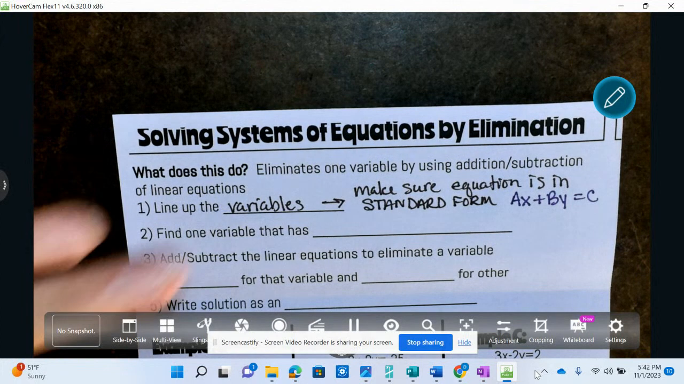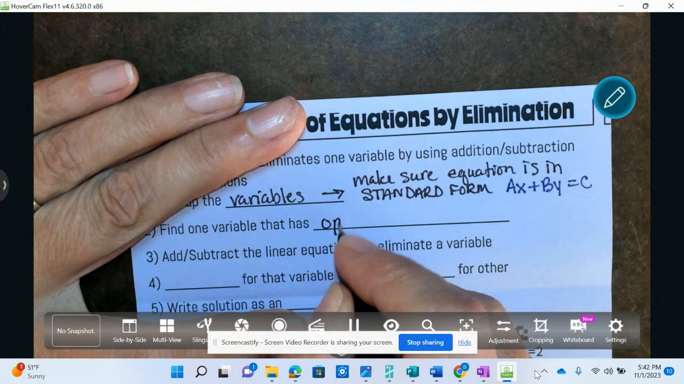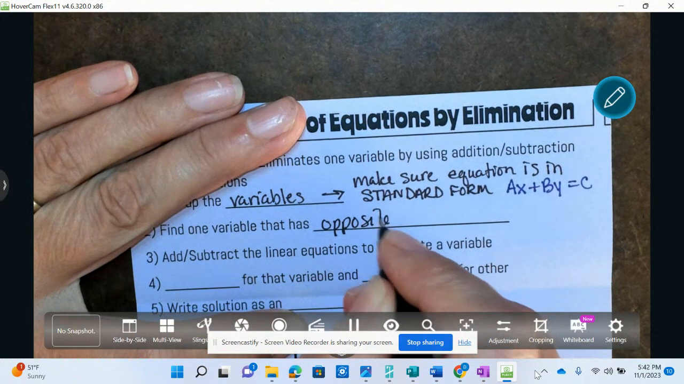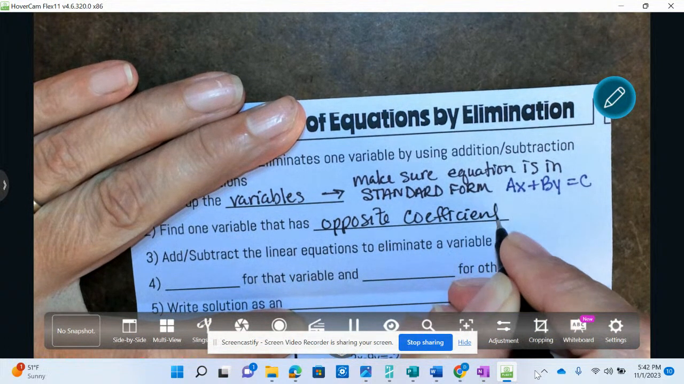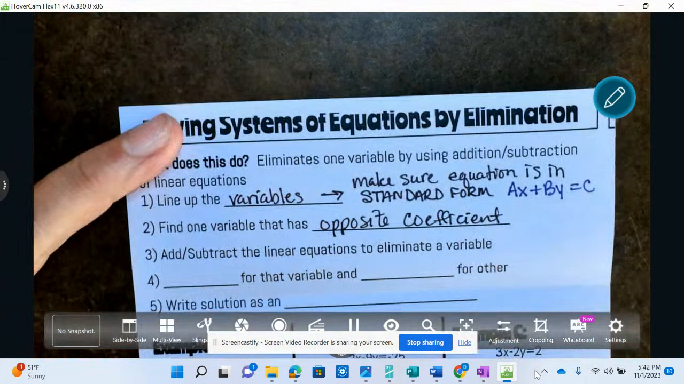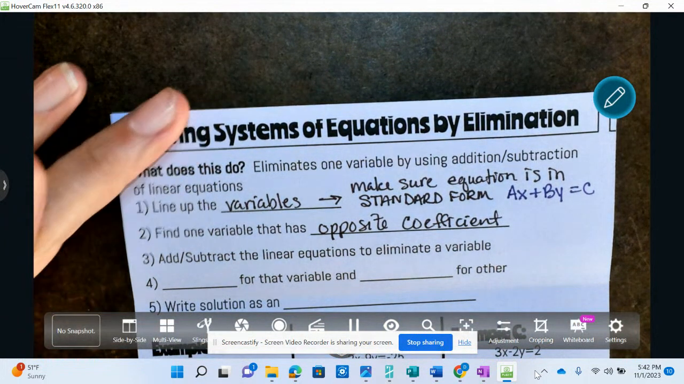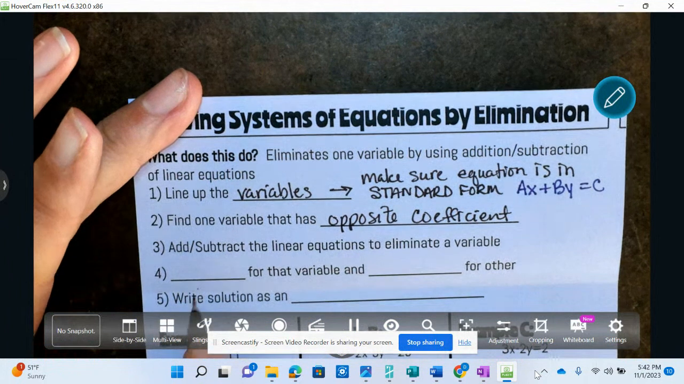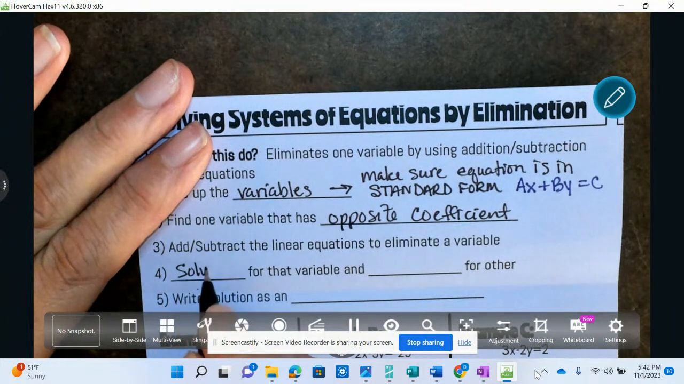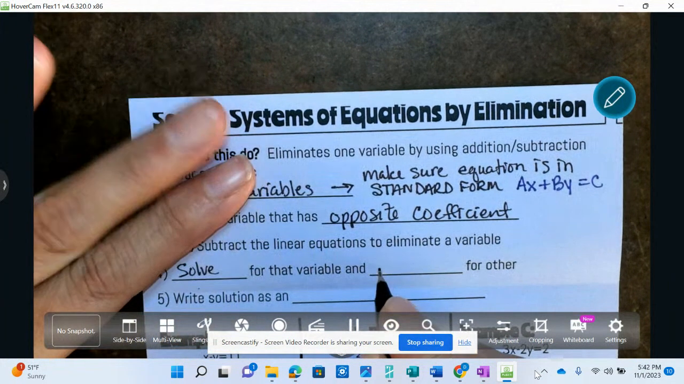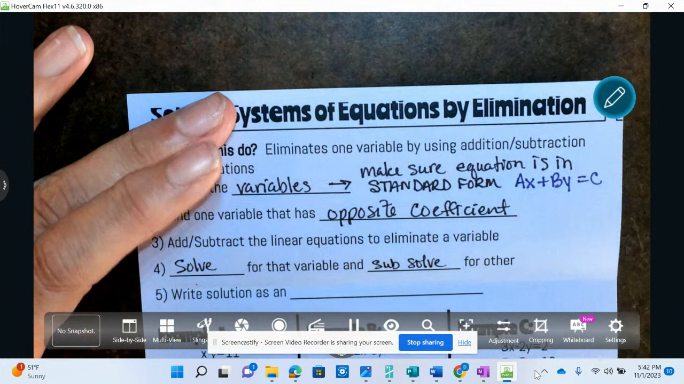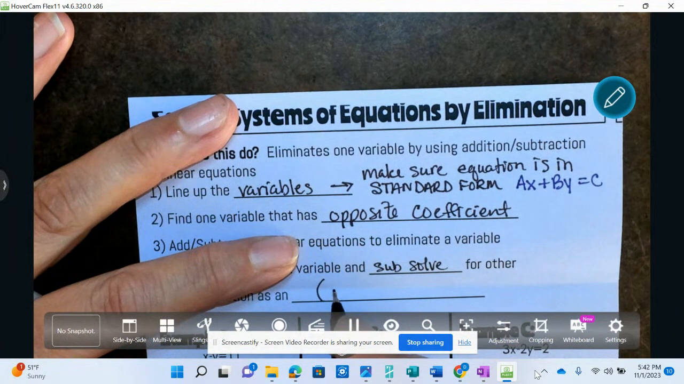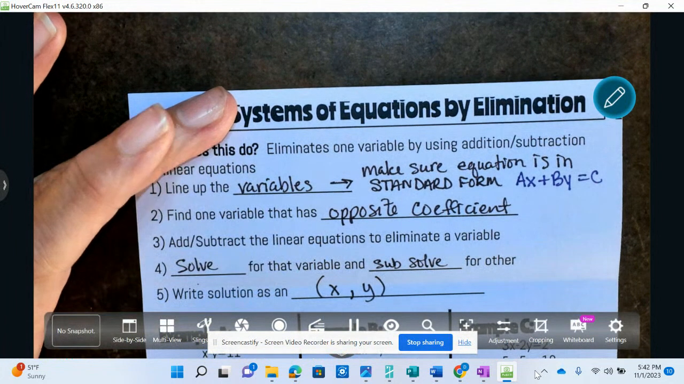Find one variable that has an opposite coefficient of the other, and you're going to add or subtract to eliminate. Then solve for that variable and sub and solve for the other. Remember to write your solution as an ordered pair. Okay, write your solution as an ordered pair.